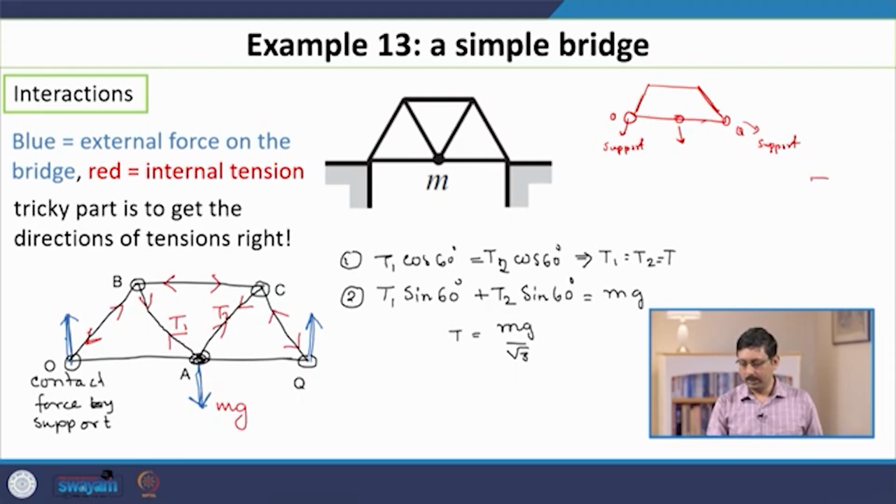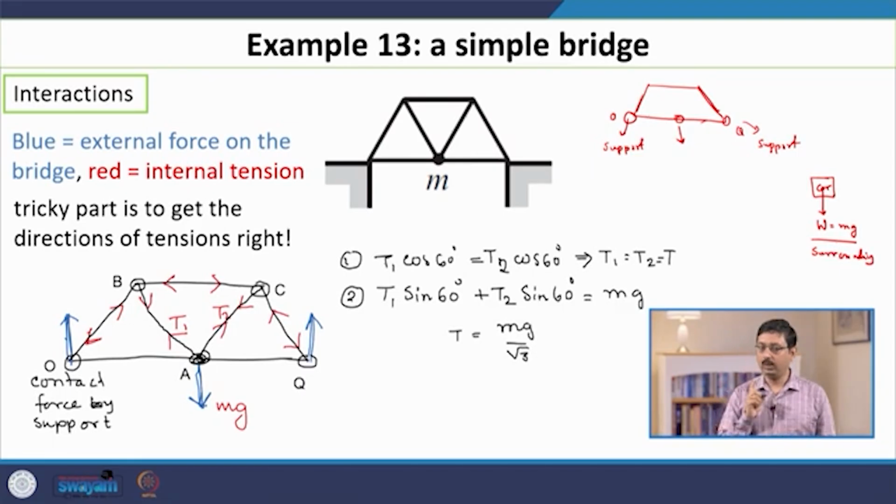Why? Because suppose this is my car, and then let us draw the free body diagram of the car. Then on this car there are two forces. One force is its weight mg. This is an interaction with the surrounding of the car. In the surrounding of the car, not the bridge, but the car, there are two important objects. One is the earth, which is pulling it, exerting a gravitational force mg, and the other is this.